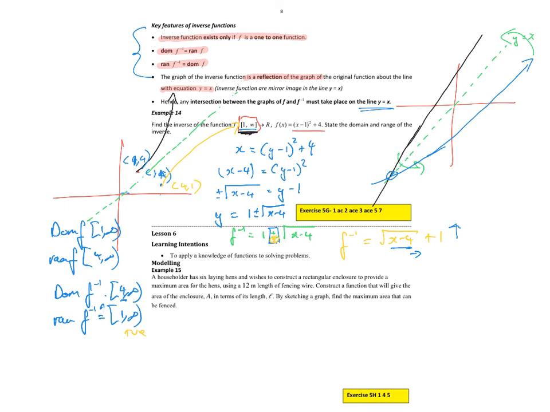All right. So look, it's a really important concept, our inverse functions. Take your time, practice it over the weekend, and we'll see how we go.